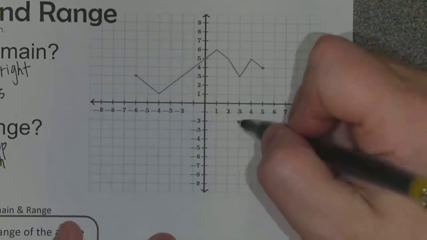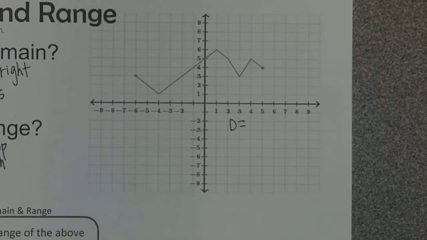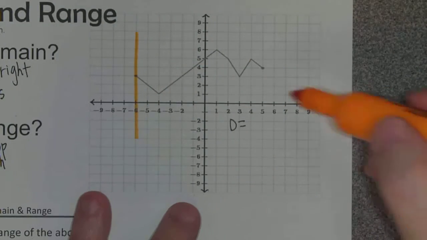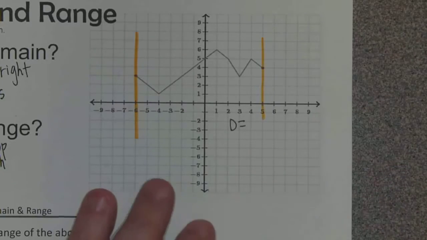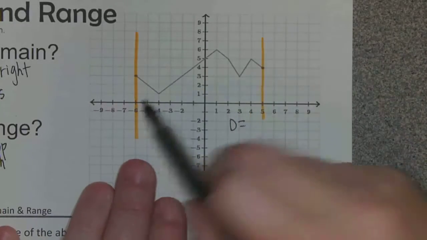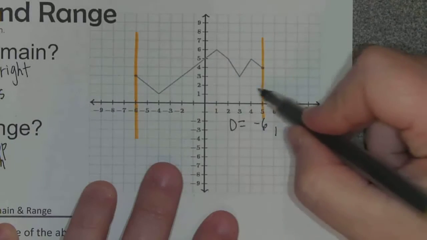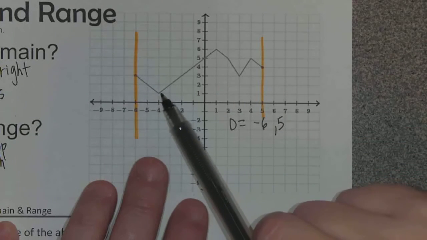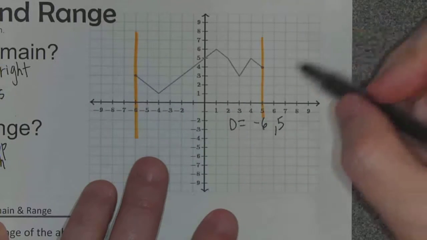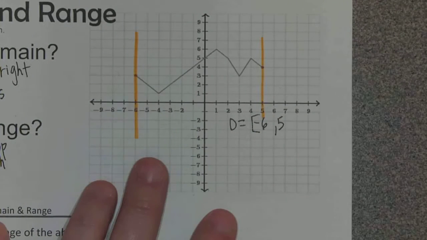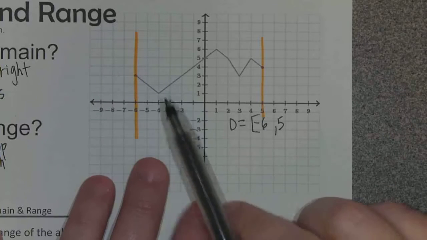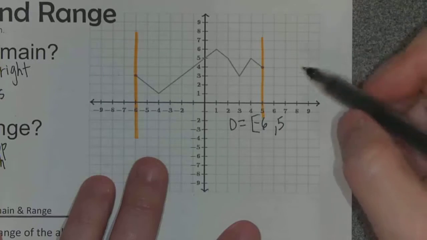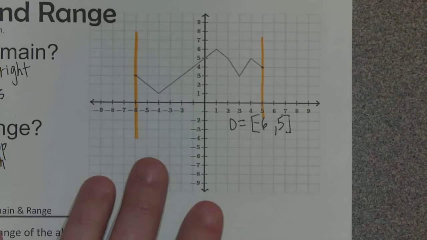Remembering that domain is how far left and how far right we went, I'm going to look at this graph and mark how far left it went and how far right it went. It went all the way left to -6 and all the way right to +5. Then I just need to decide if it's brackets or parentheses. Well, over here at -6, it's got that solid dot, which means equal to. Because it's equal to right there, I can use a bracket. Then I go all the way to 5. 5 again has that equal to dot there, which means I can use a bracket on this side also.